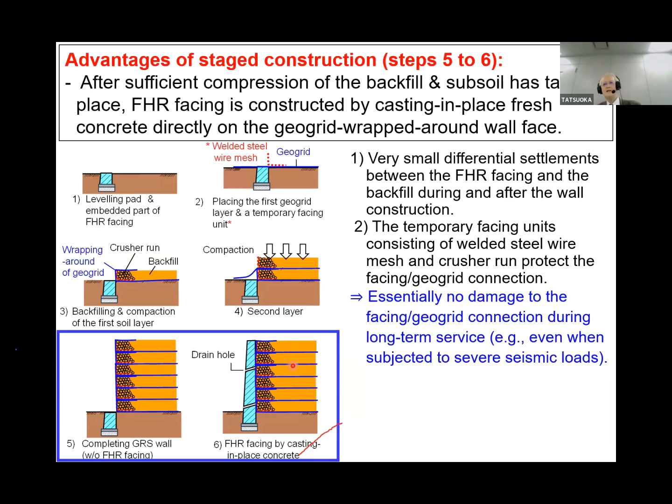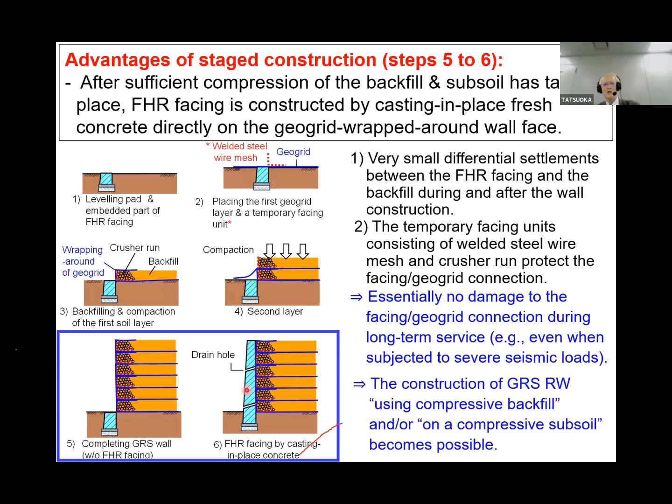First is very small differential settlements between full height rigid facing and the backfill during and after the wall construction. And the second is temporary facing units consisting of welded steel wire mesh and gravel line protects the facing and the grid connection. So essentially no damage to the facing and the grid connection during long-term service, for example, even when subject to severe seismic loads. And the construction of GRS retaining wall using a compressible backfill and/or on a compressible subsoil becomes possible.